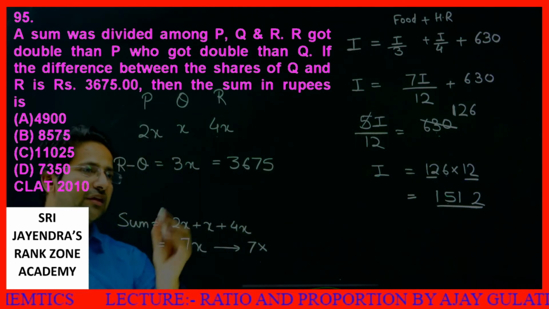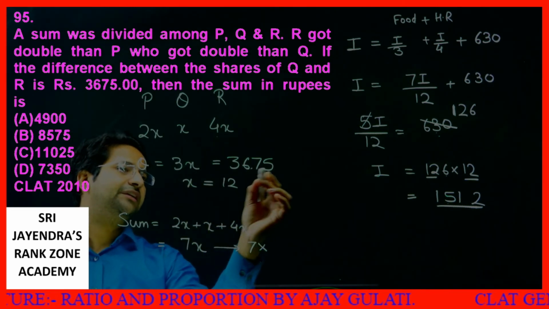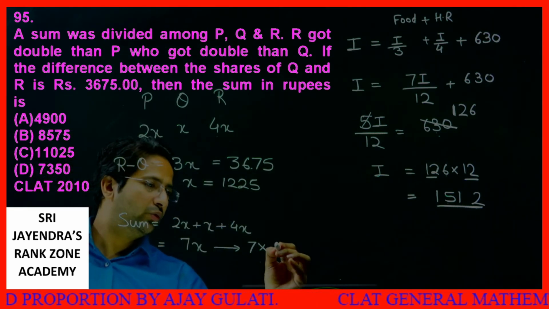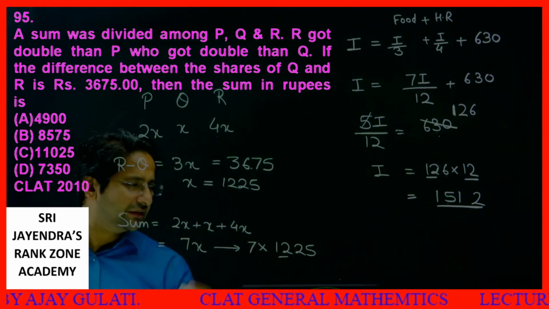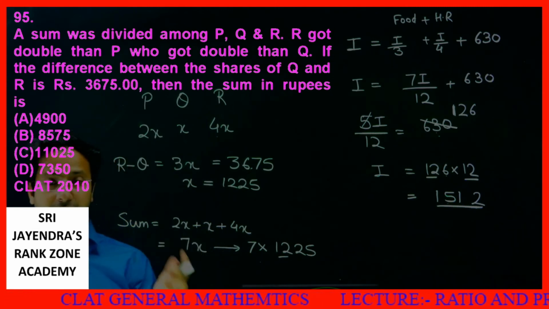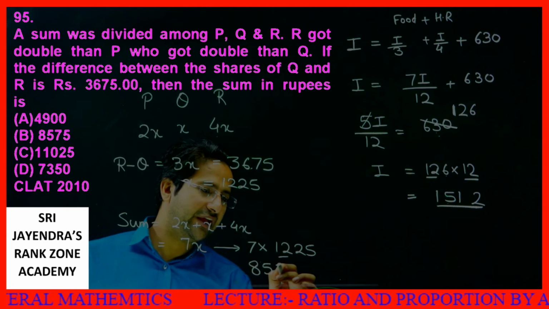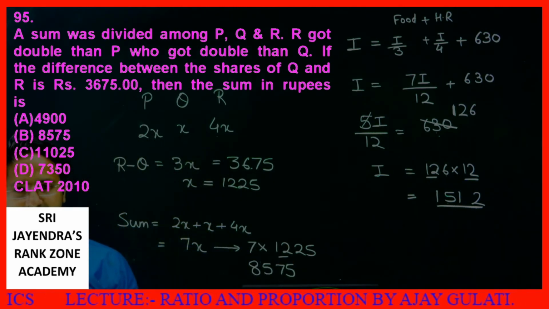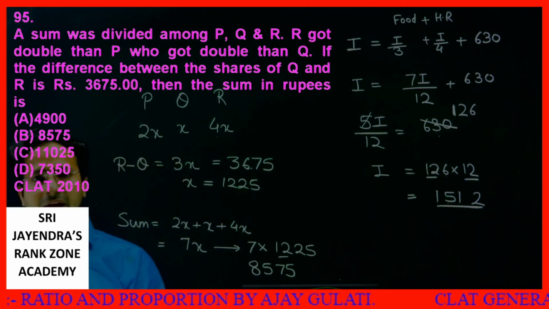We need to find X. X will be how much? 36 divided by 3, 12. 75 divided by 3, 25. So this becomes 7 into 1225. 7 into 12 is 8400. 7 into 25 is 175. 8400 plus 175 will give me 8575. I hope it makes sense. It must be very clear to all of you. Fine, let's move to the next question.